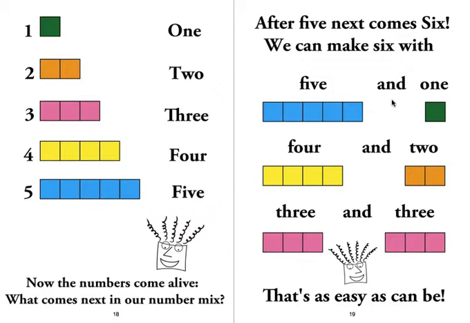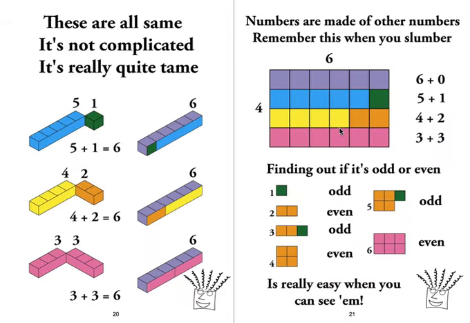So 1, 2, 3, 4, 5. Now the numbers come alive. What's the next number in our mix? After 5, next comes 6. We can make 6 with 5 and 1, 4 and 2, 3 and 3. It's as easy as can be.